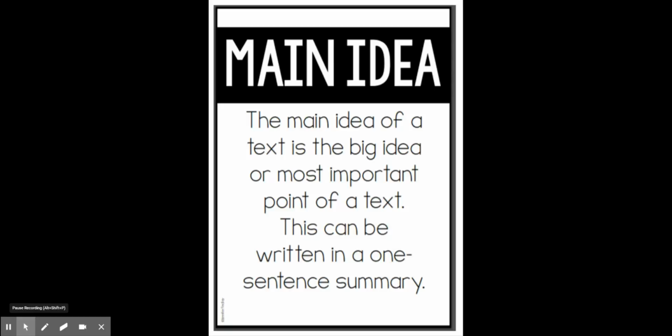The main idea of a text is the big idea, or the most important point of a text. An explicit main idea is directly stated by the author in the text. But today we will be focusing on an implicit main idea, meaning that the author will allow us to have clues to understand the main idea, but won't directly tell us what it is. Main ideas are written as a one-sentence summary.